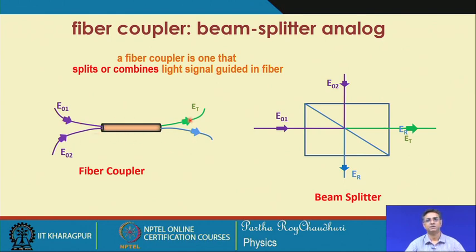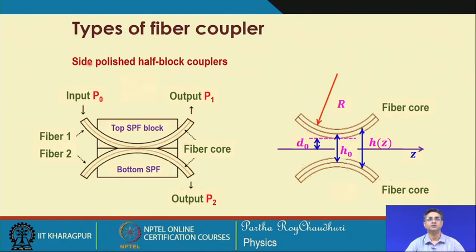Okay. Now, how does this coupling take place? There are ways to couple light from one fiber to another. One mechanism is the side polished half block coupler. In that case, you have a glass block, a quartz block, in which you make a groove and place a fiber, and you have another such block with an almost identical fiber. This is called a half block because it constitutes half of the total system. You have a fiber, you have a block. Similarly, you have a fiber, you have a block.